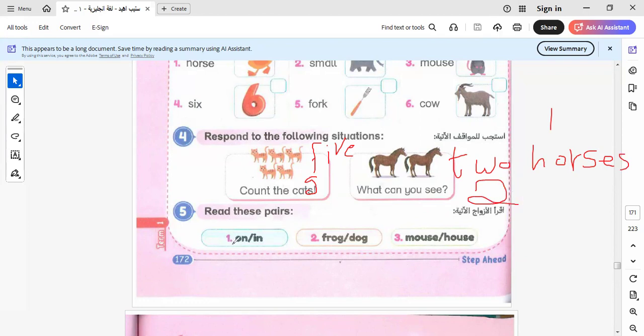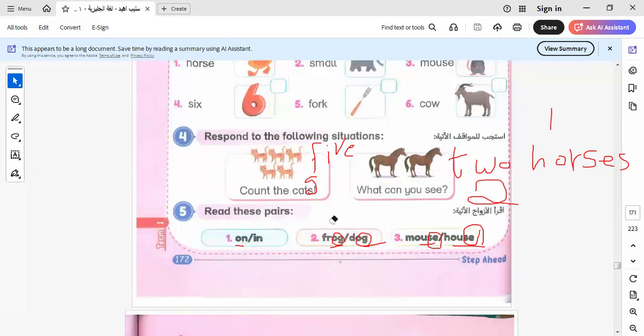Read these pairs: on, in, frog, dog, mouse, house. So here we say house, the last two letters are the same, like mouse and house. Dog, frog and dog, the last two letters are the same. Here is a letter N and letter N in "in" and "on". Okay, so here we have the two letters at the end of the word.